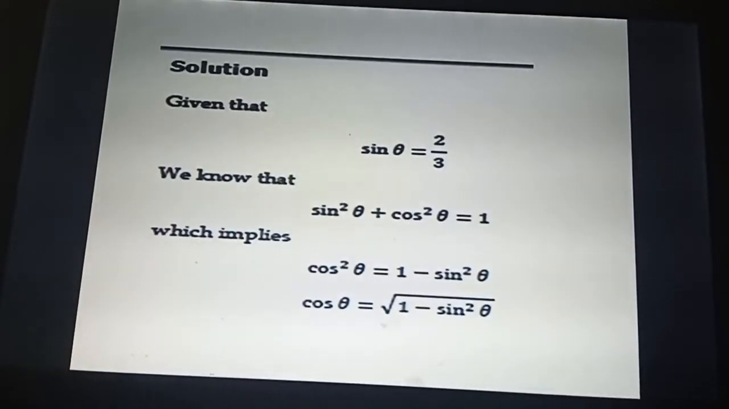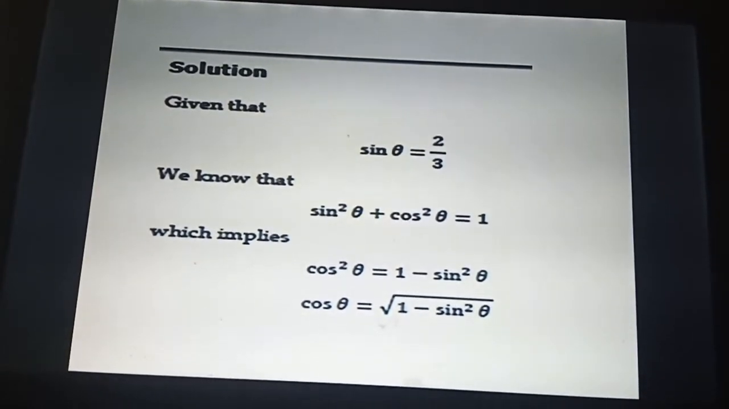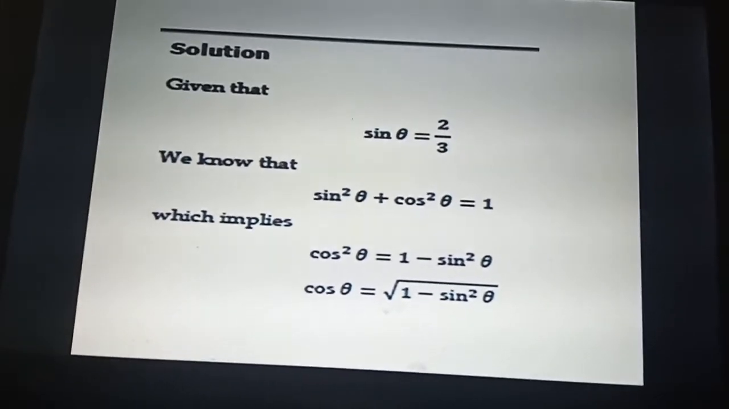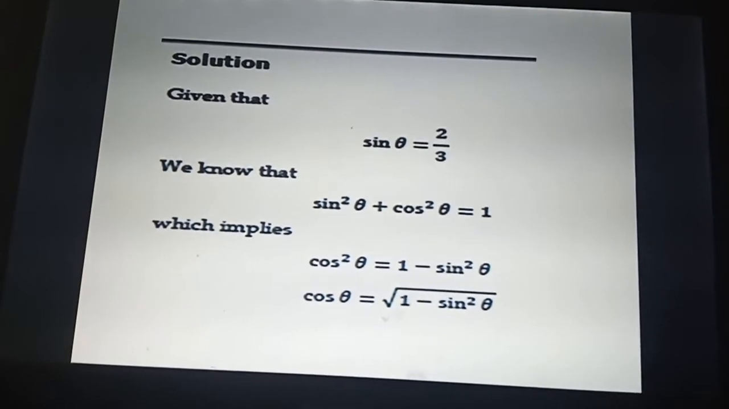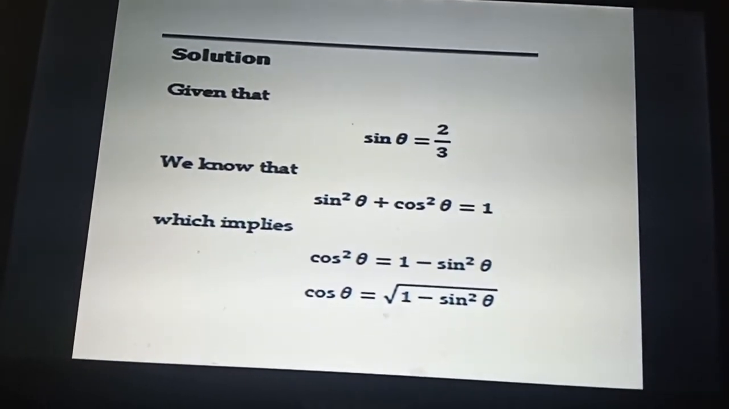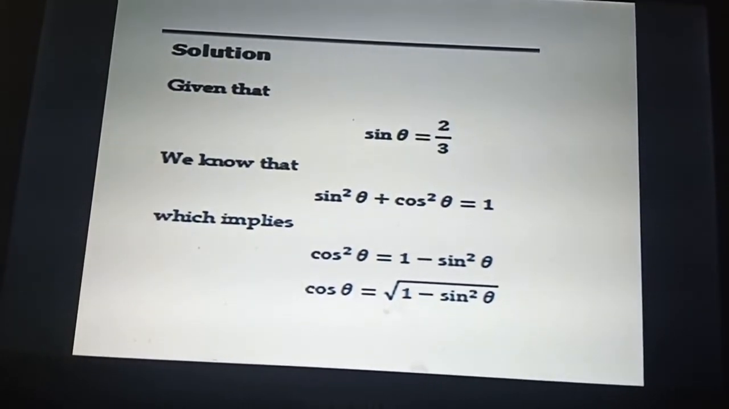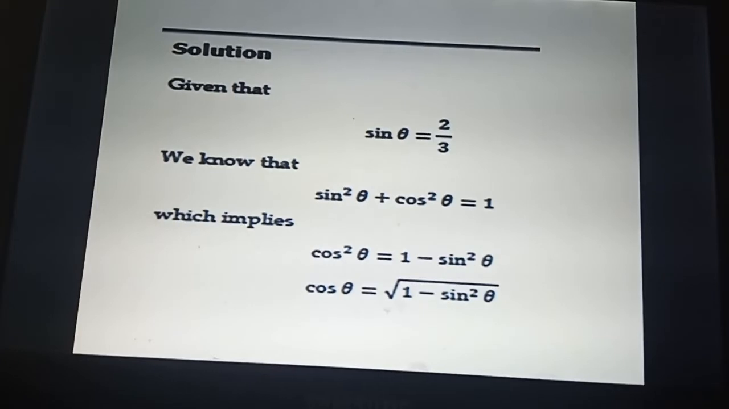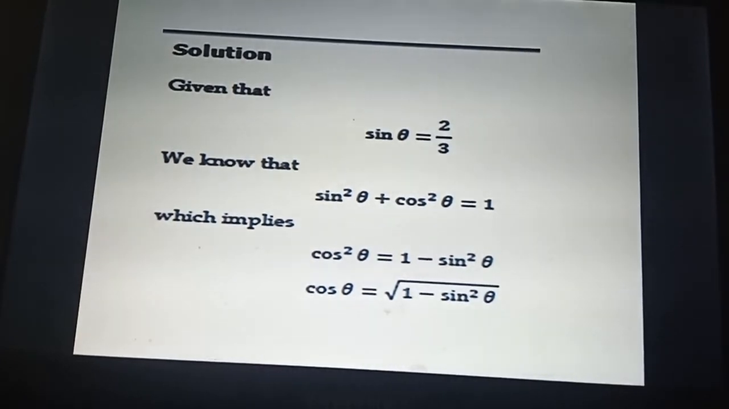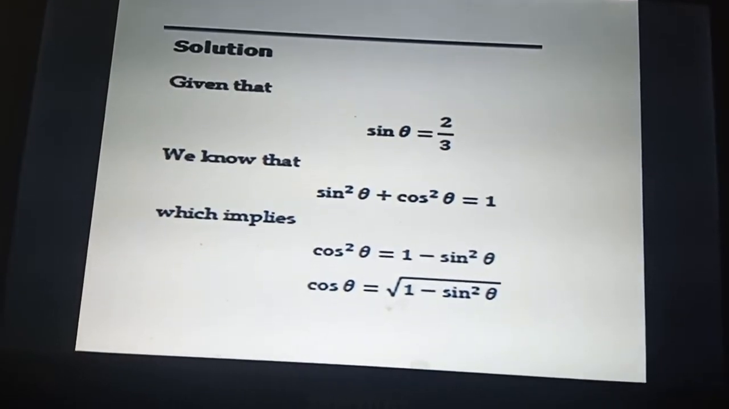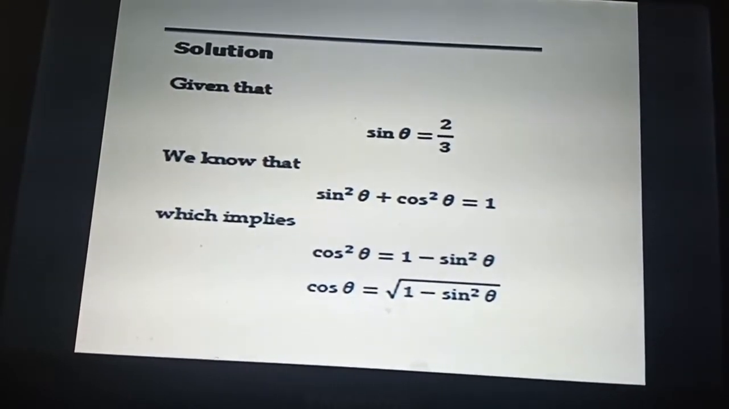So this is the solution. Given that sine theta is equal to 2 over 3, we know that sine squared theta plus cos squared theta is equal to 1. This is a trigonometric identity. Wherever you see sine squared theta plus cos squared theta, it will definitely give you 1, which implies cos squared theta is equal to 1 minus sine squared theta.